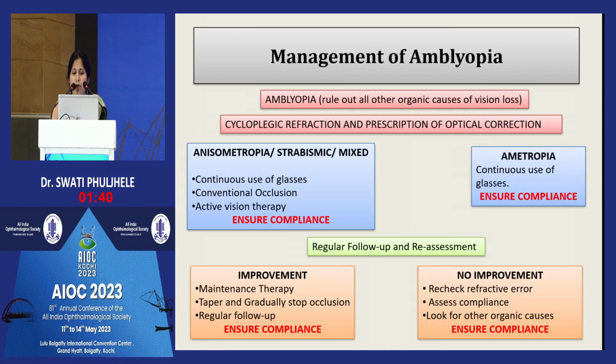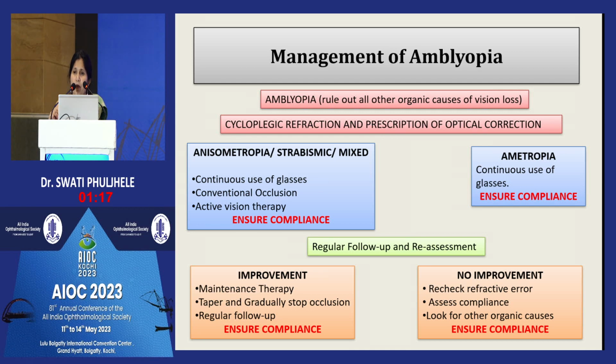So to sum up, in the management of amblyopia, the first and important thing is to rule out any other organic cause of loss of vision. The second most important step is to do proper cycloplegic refraction and give optimal correction, which is necessary for that age group and for that refractive error, depending on whether there is squint or no squint.